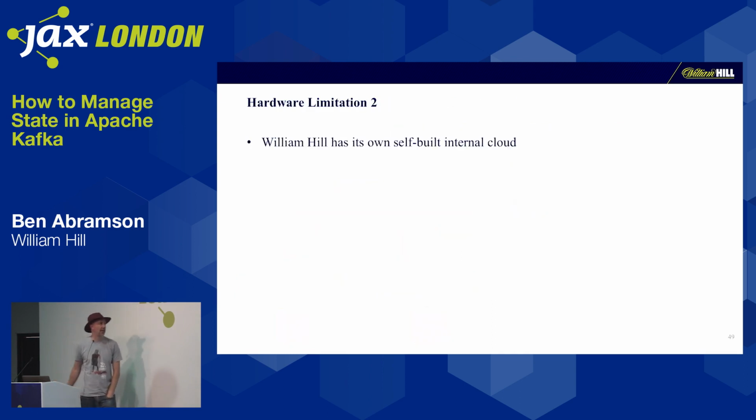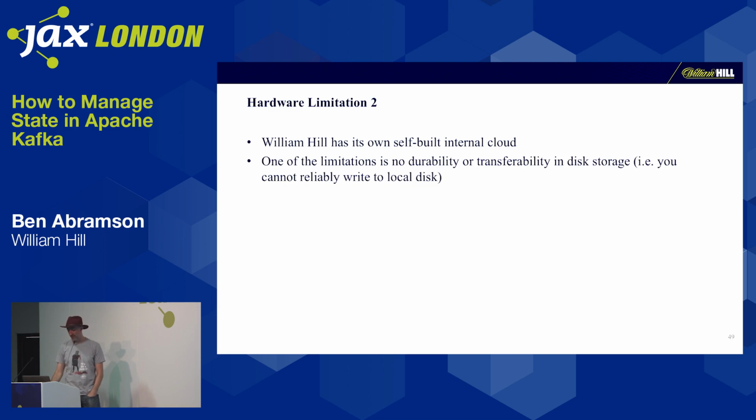And we also had a problem that we had our own self-built internal cloud. I don't think anybody does that now, but you go back 7 or 8 years, it's probably filed under, seemed like a good idea at the time. We're now trying to move to AWS, but we still have this self-built internal cloud. And one of the limitations it had is there was no durability or transferability of disk storage. So on your cloud node, you could write to disk, but if your service then went down and came back on another node, that disk information was gone.